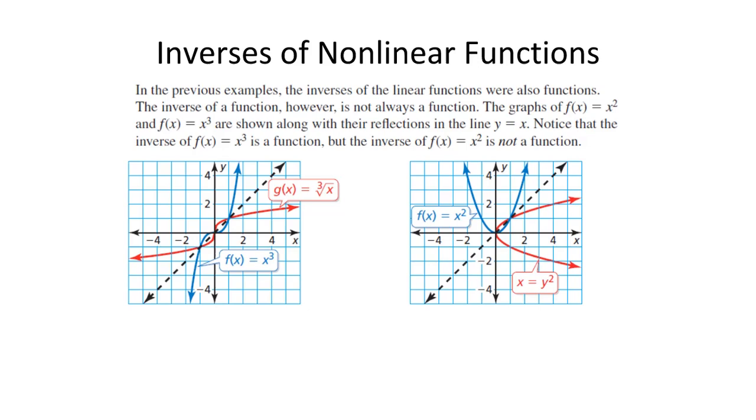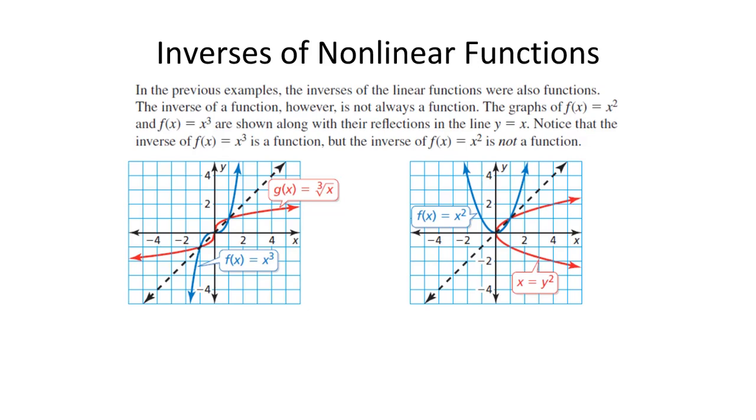Now looking at the graphs on the right, the blue graph is f of x is equal to x squared. Looking just at the blue graph, it's clear this will not pass the horizontal line test. So we would expect the inverse not to be a function. And then looking at the red graph, you can see that it's not a function. It will not pass the vertical line test. We want the inverse to be a function.